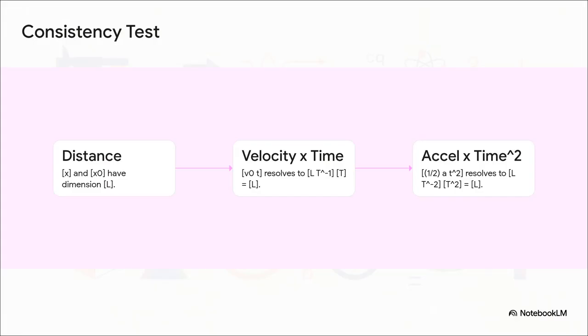First, distance x and initial position x naught both have the dimension of length, represented by L. Second, velocity times time. Velocity is length over time times time. Those identical time units can be algebraically canceled right out, leaving us with just length. Third, acceleration times time squared. Acceleration is length over time squared multiplied by time squared. Again, time cancels out entirely, leaving length. So our result is length equals length plus length plus length. Because every single term perfectly reduces to the same dimension, we've just proven the equation is consistent.